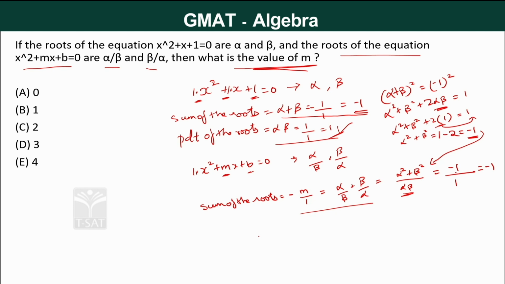The value of minus m, here minus m is equals to minus 1. That means that m is equals to 1, that is option B. I hope that is clear.